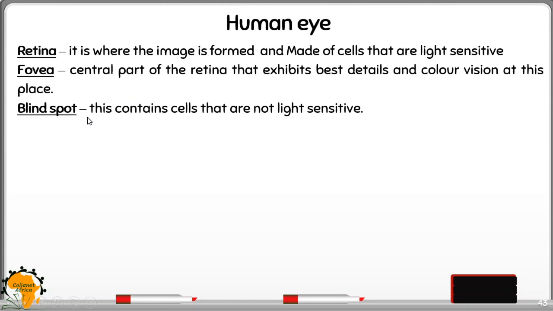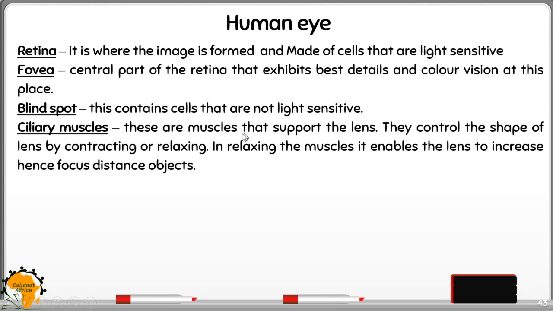We have the blind spot. This one contains cells that are not light sensitive. The ciliary muscles actually support the lens, and they are able to control the shape of the lens by either contracting or relaxing.